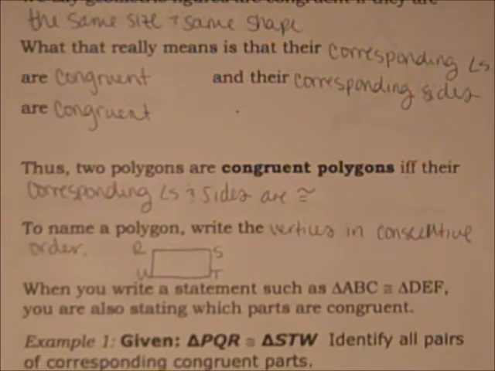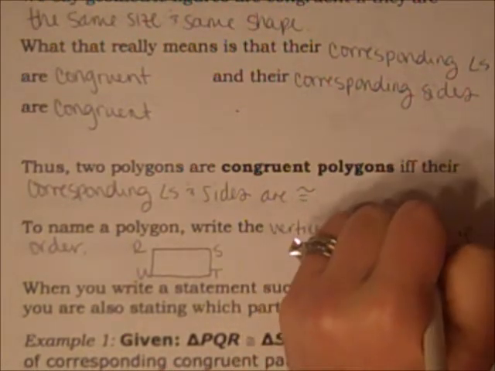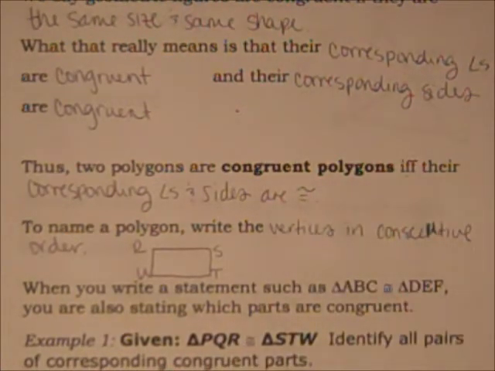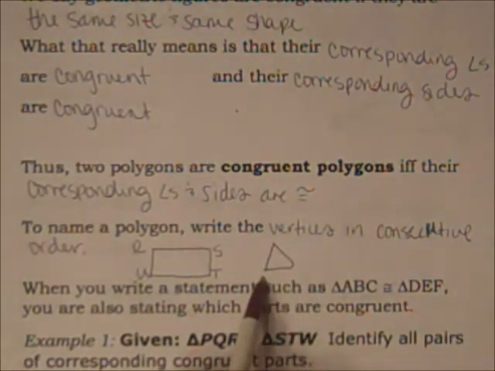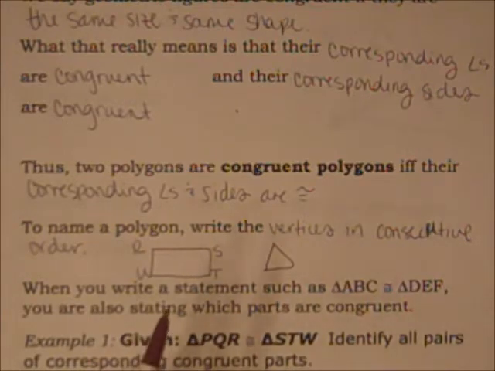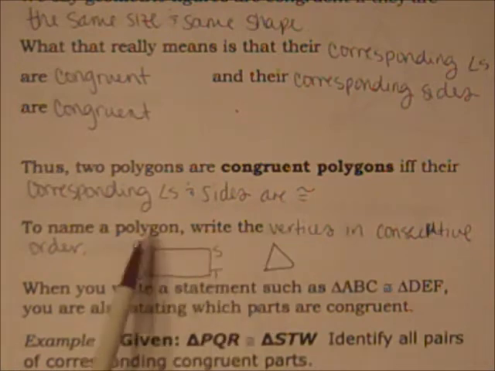Okay, so one thing, to name a polygon, we have to write the vertices in consecutive order. And that just means next to each other. I can't jump around the figure. Now with a triangle, that doesn't matter. It's just either you go this way or you go this way. It doesn't matter. With higher order polygons, quadrilaterals and above, usually you start in the top left corner and you go around clockwise.